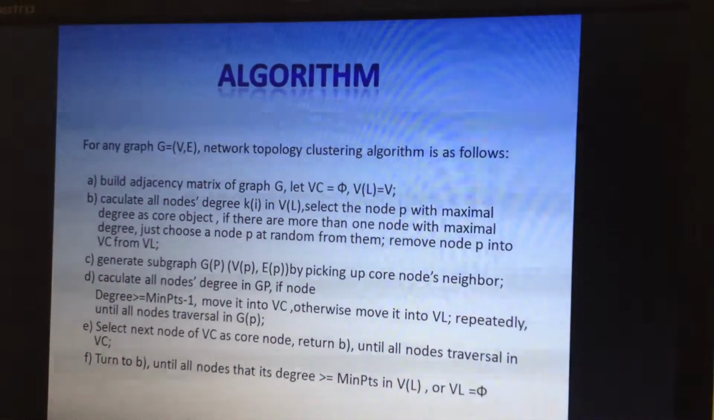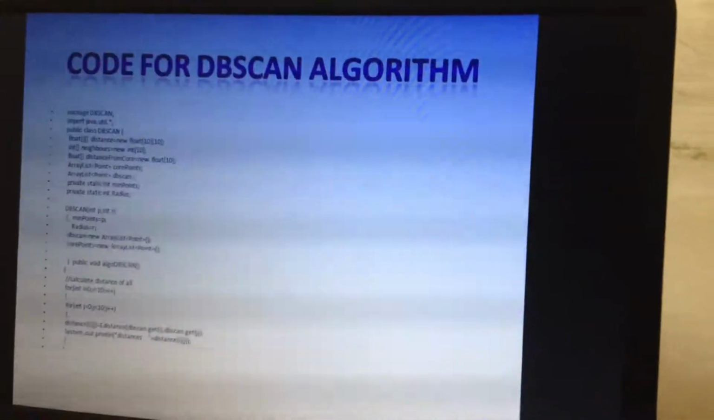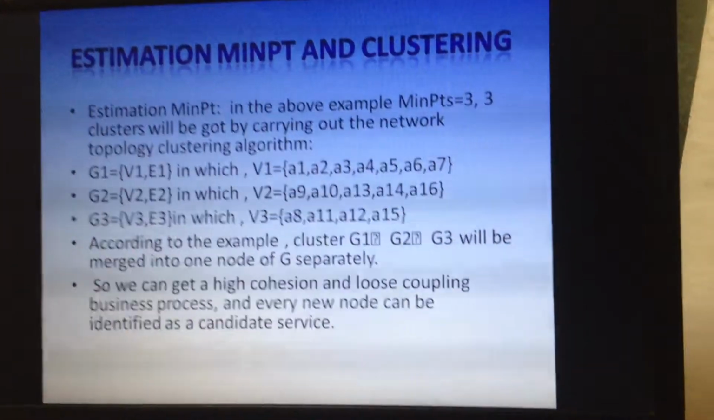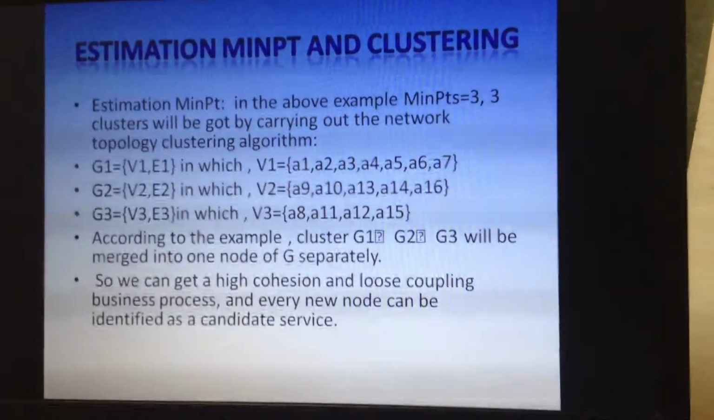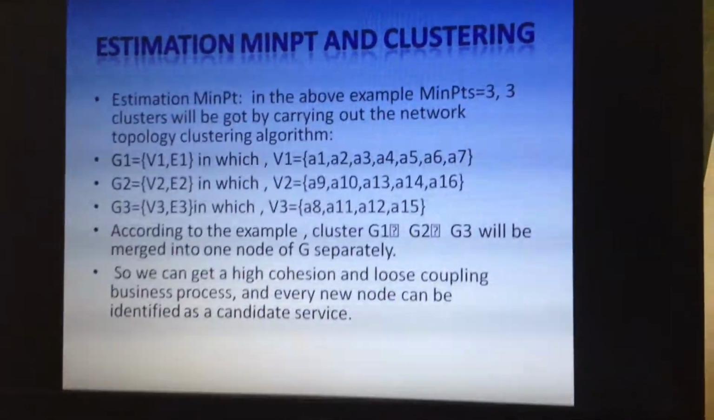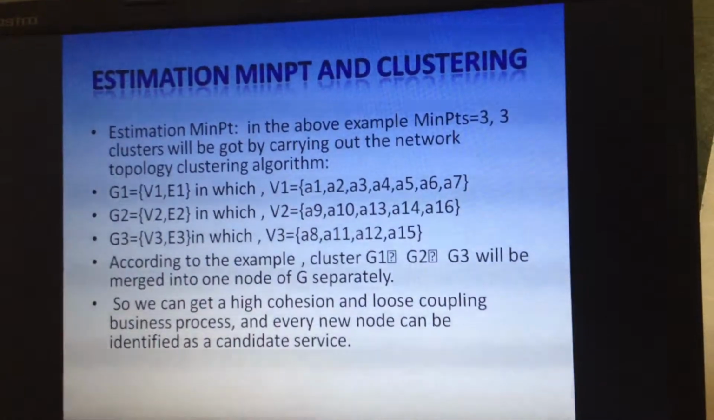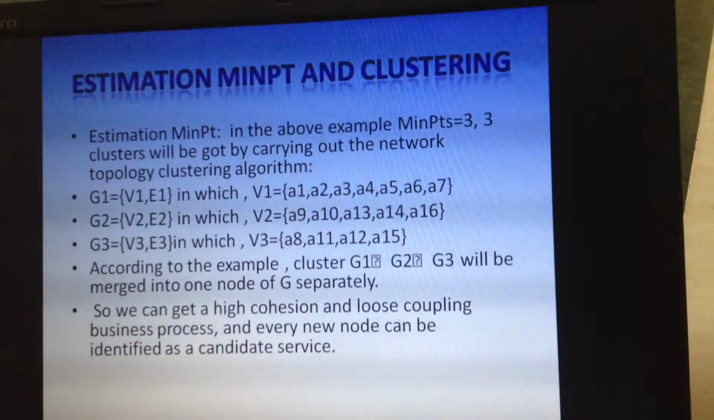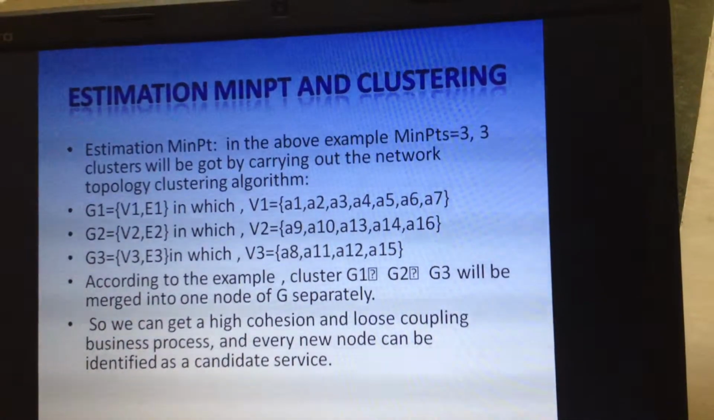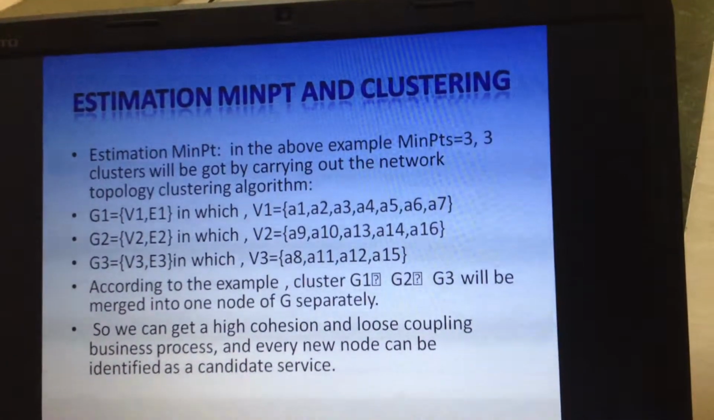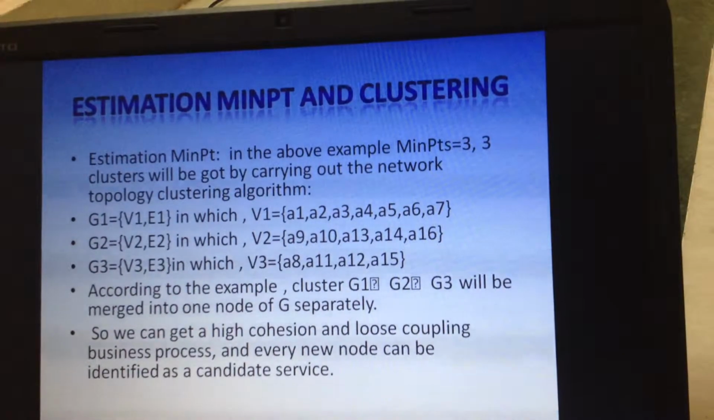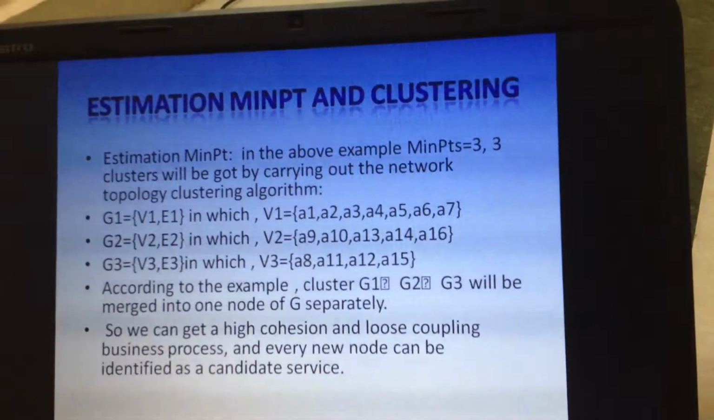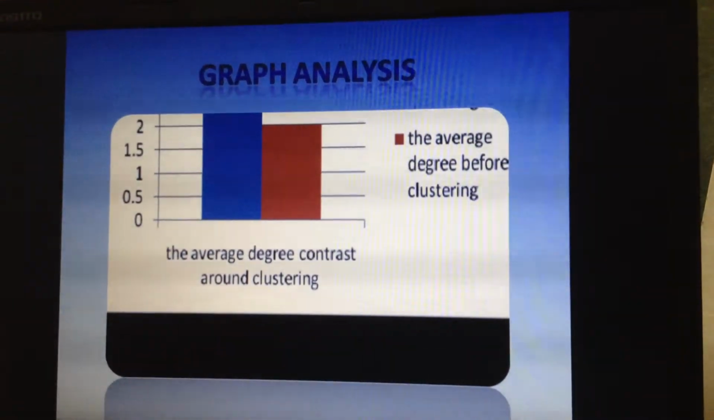The algorithm is this way. For any graph, the code for the DBScan algorithm is as follows, and estimation of min point and clustering is done in the following way. Estimation of min point. In the above example, three clusters will be obtained by carrying out the network topology clustering algorithm, where G1 is one cluster, G2 is another and G3 is the next. According to the example, clusters G1, G2, G3 will each be meshed into one node of G. So we can get a high cohesion and loose coupling business process, and every new node can be identified as a candidate service. Graph analysis is this way.